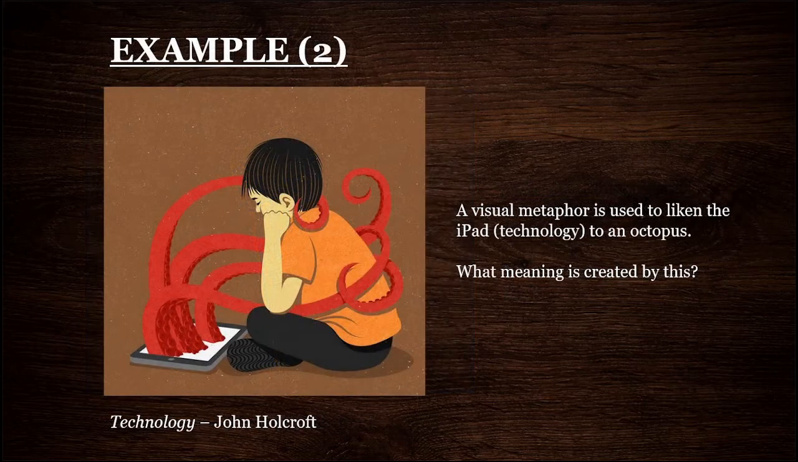Okay, so I have another example here. It's a drawing from an artist which I quite like. So John Hallcraft, he draws some really good satirical cartoons. So yeah, I do recommend you to check him out as well. But anyways, going back to the visual metaphor, you can see that the visual metaphor here is quite apparent. The iPad, which is representative of technology, is compared to an octopus.